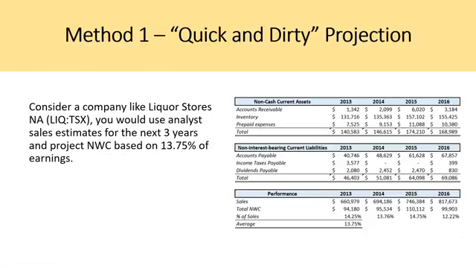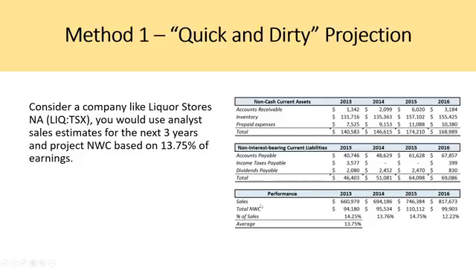Okay, so the first method, looking at the same company we did before, liquor stores. These are the historical non-cash current assets and non-interest bearing current liabilities. You find the difference between the two, which is total net working capital right over here. So this is our total non-cash current assets. This is our total non-interest bearing current liabilities. You find the difference, which is total net working capital.